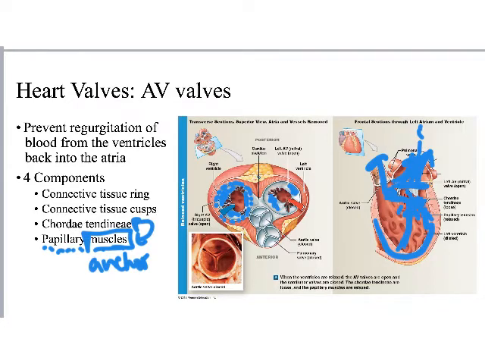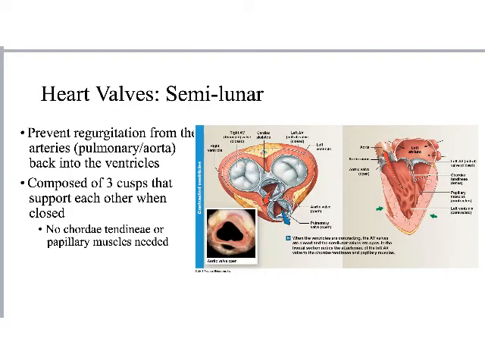Back one slide, you can see here's a picture of the aortic valve closed, and you see how they fit together nicely, and so that's why they don't need that extra support. The semilunar valves are a little bit different. They don't need an anchor. They don't have chordae tendineae and papillary muscles because they don't need them. They're structurally different from the AV valves, and that's because they're composed of 3 different cusps, and those cusps will support each other when it's closed.